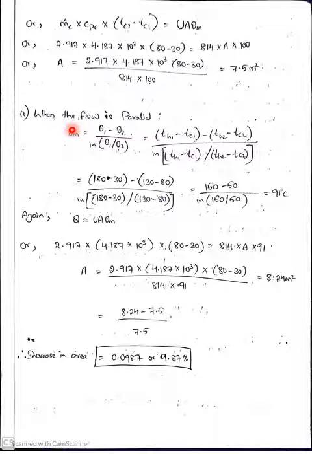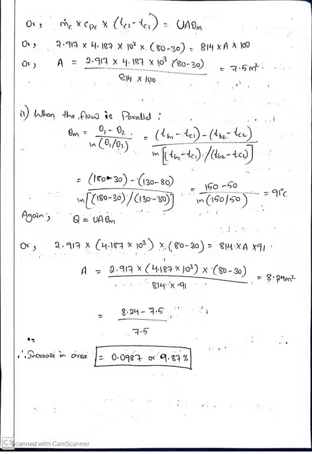Now what is it asking? What happens if the flow is parallel? Similarly apply theta m with respect to parallel flow, so that we will get the temperature difference theta m as 91 degrees Celsius. Now apply the formula Q equals U A theta m. Applying this formula we will get the value of area. Now what is the percentage increase in area? Just replace 7.5 and 8.24 and find the percentage, and you will get the increase in area. So this is the problem.